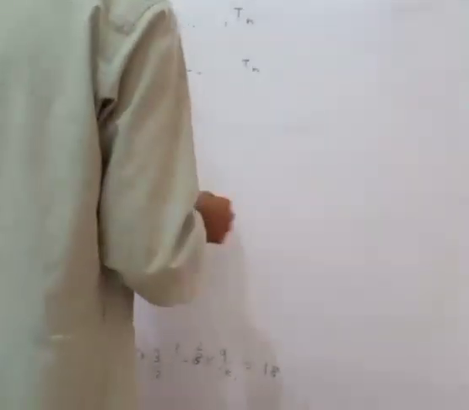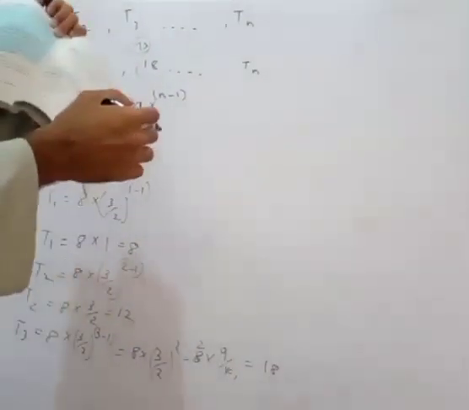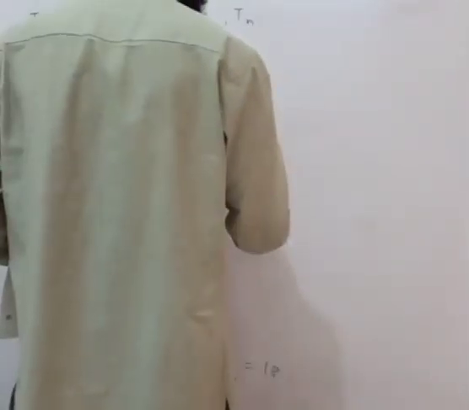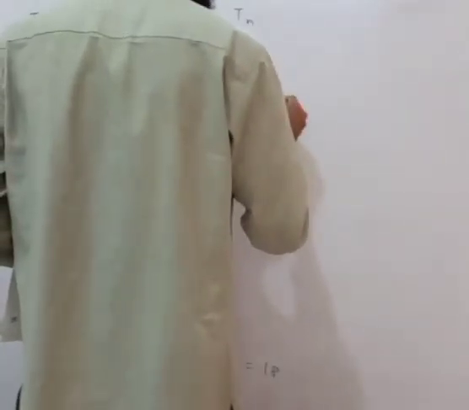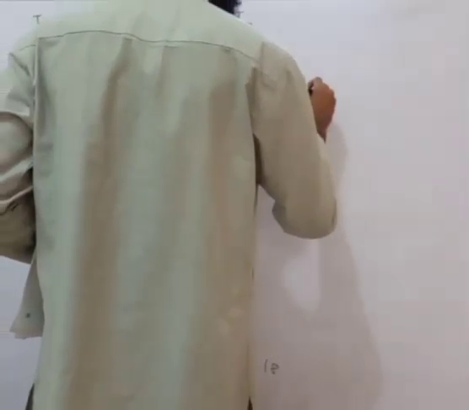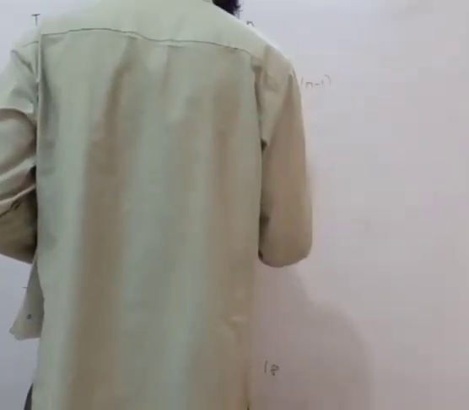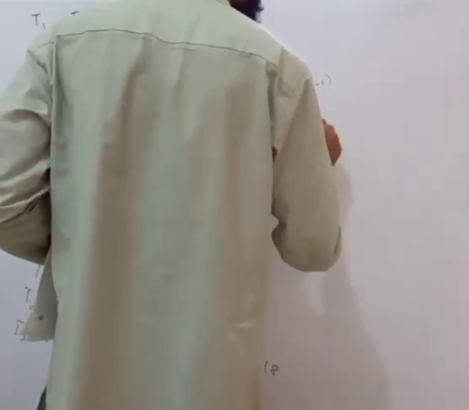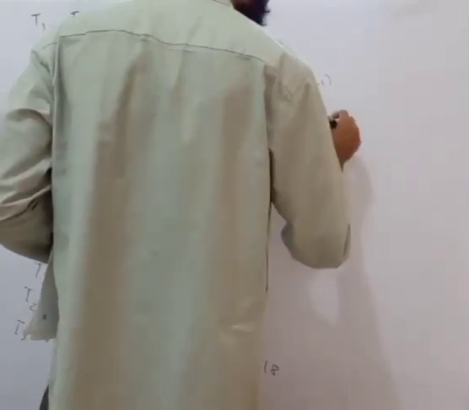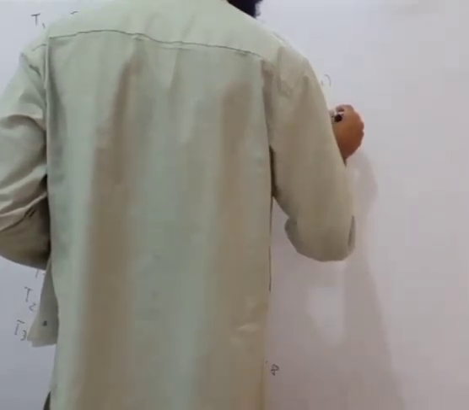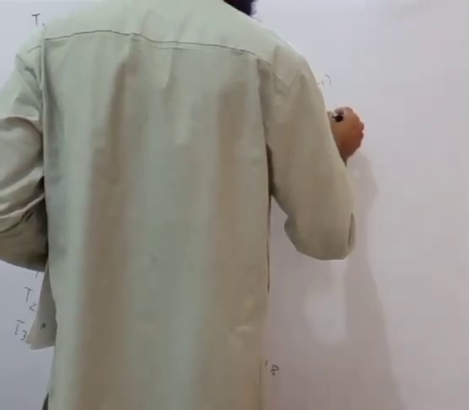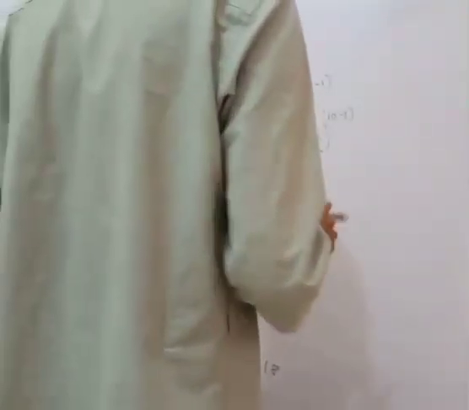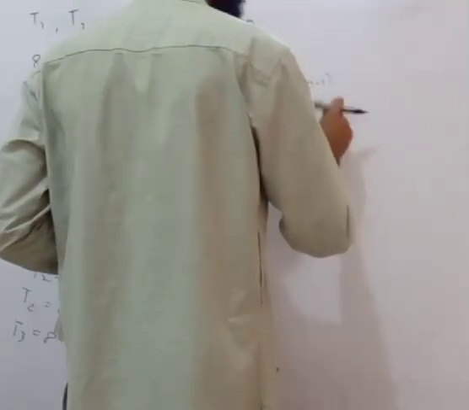T10. They're asking us to find out T10. So T10 is equivalent to A R to the n minus 1. So T10 is equal to A is equal to 8, R is equal to 3 over 2, to the power 10 minus 1. Here 10 minus 1 is equal to 9.